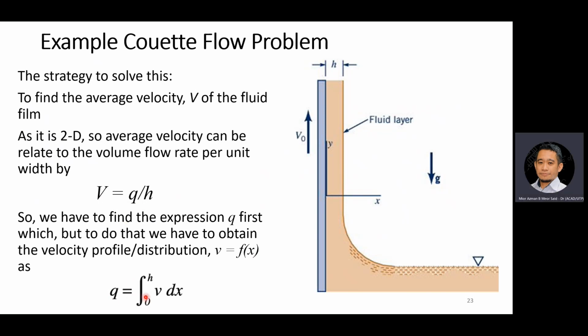As you know, the volume flow rate is equal to the integration of the velocity profile, with the lower limit 0 and the upper limit h. So the integration from 0 to h of the velocity profile v with respect to dx. That means we have to find the expression of the velocity v. As you know, v is the velocity in the y direction, so we have to use the Navier-Stokes equation in the y direction.